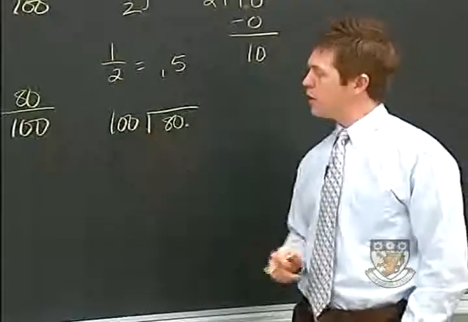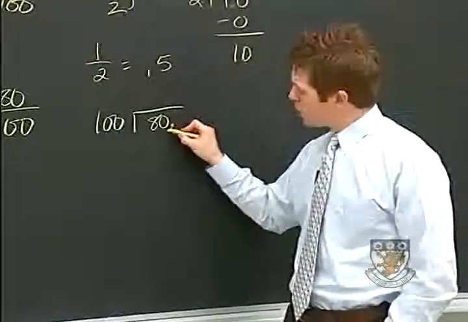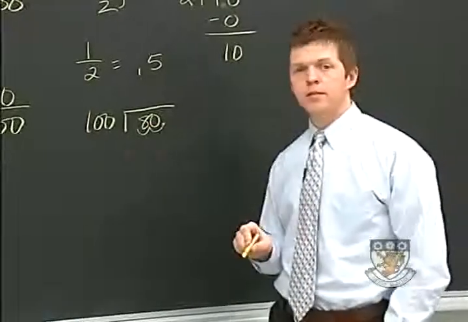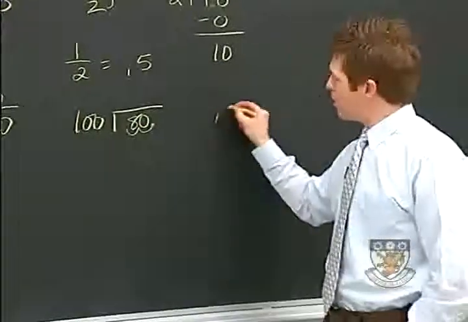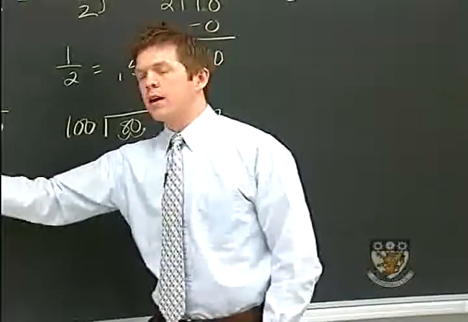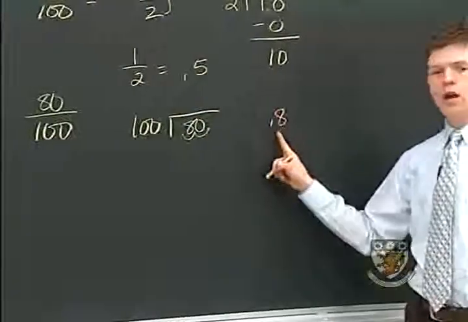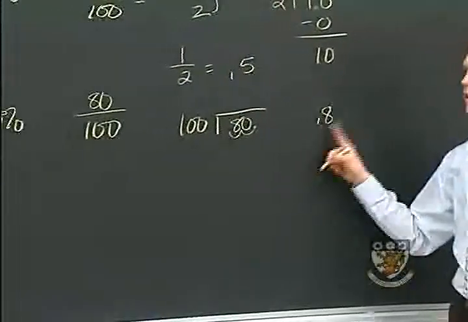If I'm dividing by 100, like I said, because you are dividing by 2 zeros, you're going to move the decimal over 1, 2 places. Now, the new number that you have is 0.8. 80% is the same as 80 over 100, which is the same as 0.8. I'll show you another one.